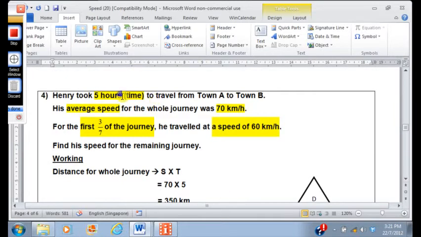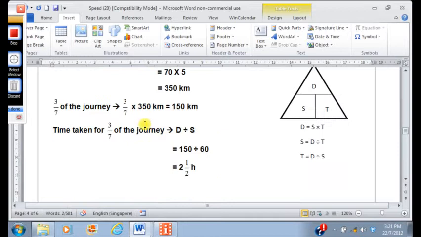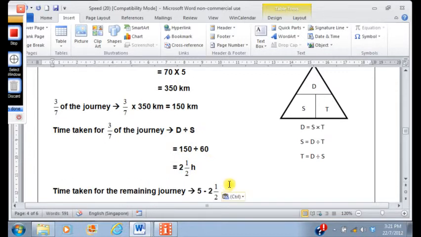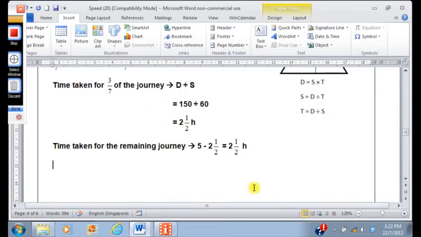Time taken for the whole journey is 5 hours. So, can we find out the time taken for the remaining journey? Okay, what do we do? We take the total time, which is 5 hours, minus 2.5. That will give me 2.5 hours again. What is the distance for remaining journey?